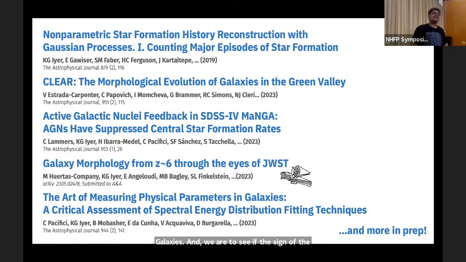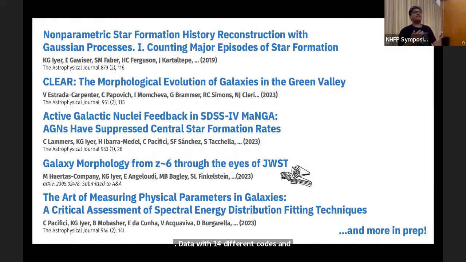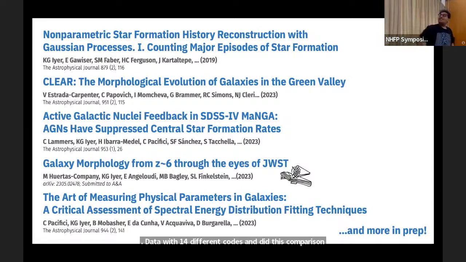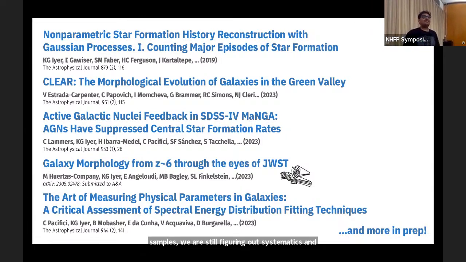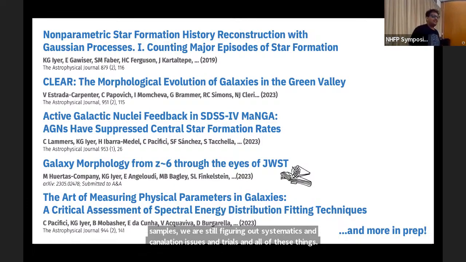And Cami Bajafici did this wonderful meta-analysis where we took results from fitting the same data with 14 different codes and did this comparison to figure out modeling assumptions and the systematics that get introduced because of that. You'll notice that there's only one JWST paper in here, and that's because for these kinds of large samples, we are still figuring out systematics and calibration issues and priors and all of these things. So hopefully there'll be more of this when I come back next year to talk about this.